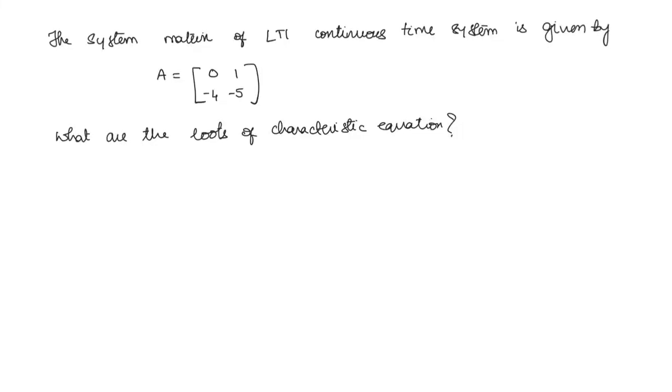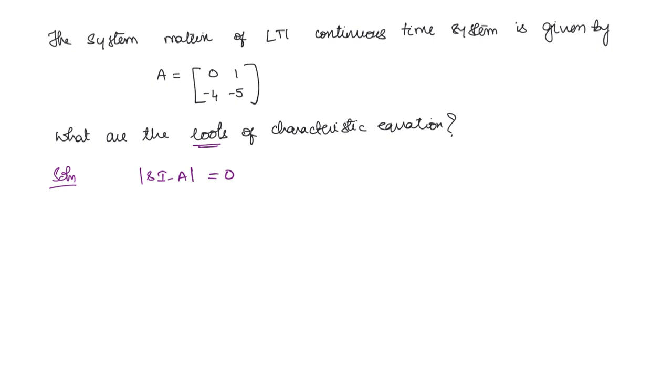So we'll do a few problems before going ahead with the concept. The system matrix of an LTI continuous time system is given by A is equal to [0, 1; -4, -5]. What are the roots of the characteristic equation? So what is a characteristic equation? We have seen that determinant of sI minus A is equal to 0. If you equate this to 0, you will get the characteristic equation, right? Roots will be the roots of this characteristic equation.